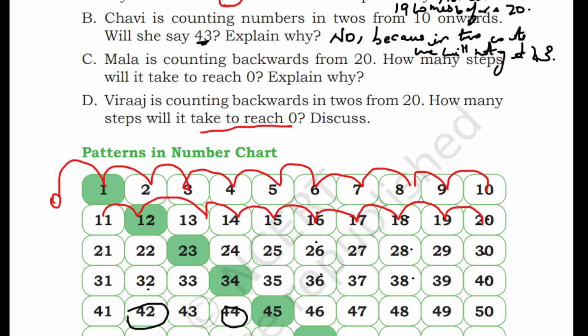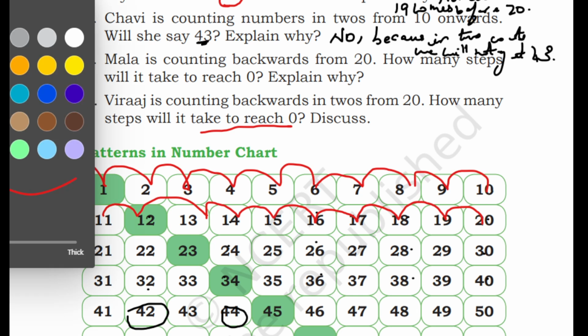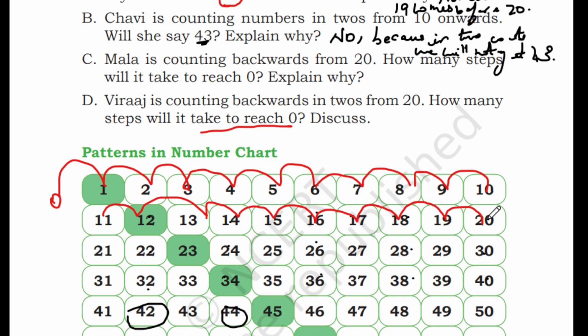So let's count how many jumps there are, because they are asking to count the number of jumps, right? So we have 1, 2, 3, 4, sorry. So we have 1, 2, 3, 4, 5, 6, 7, 8, 9. From here 10, 11, 12, 13, 14, 15, 16, 17, 18, 19, 20. So we have 20.